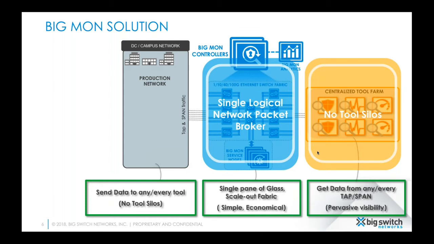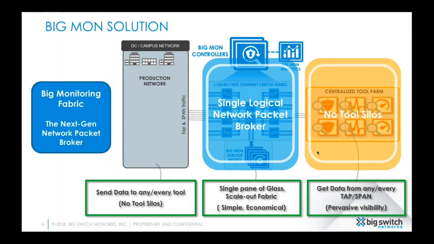Because of this, any point in your production network can send traffic to any or every tool in your centralized tool farm, which gives you the pervasive visibility that's required in today's environments. And this is what the next generation network packet broker brings for our customers.